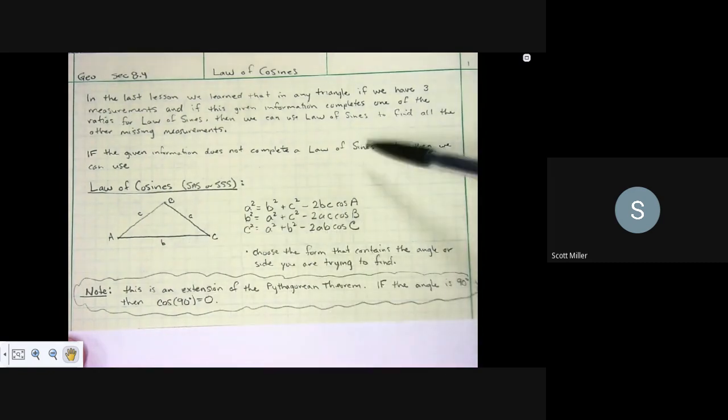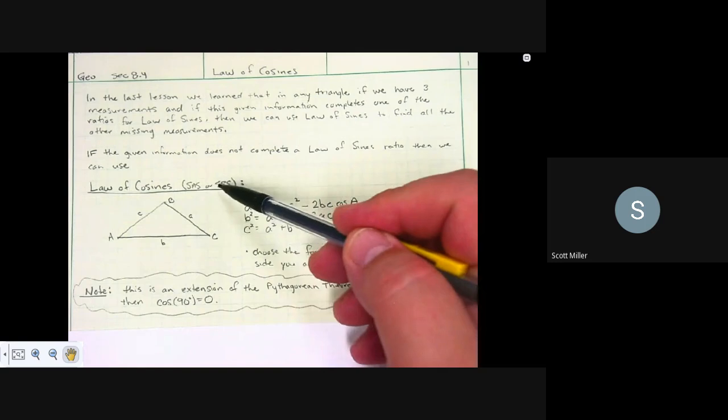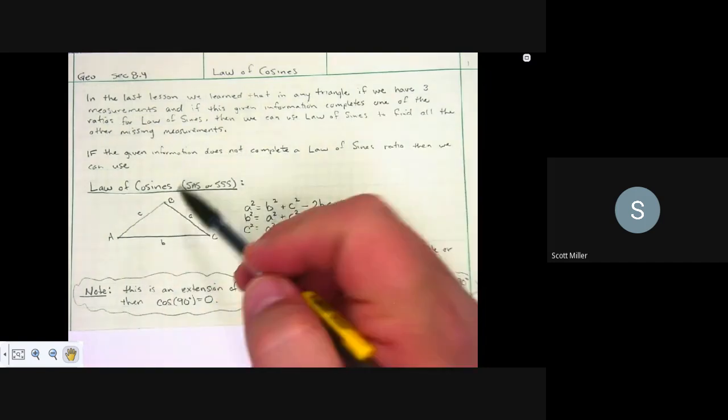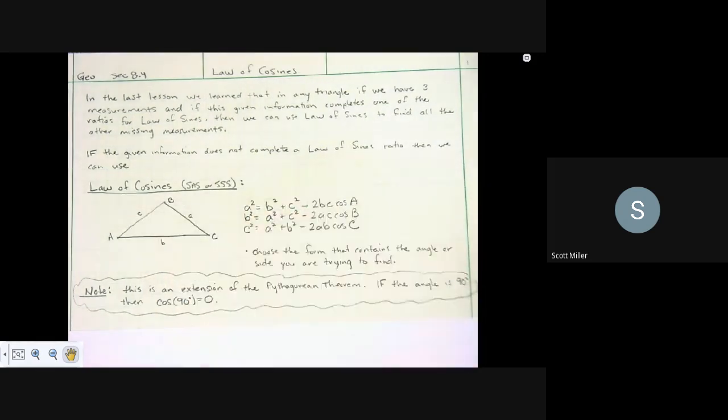The law of sines, if you remember, kind of uses the concept from geometry of angle, angle, side, or side, side, angle. The law of cosines uses side, angle, side, or side, side, side. So if I have only the three side measurements, I can use law of cosines to help me find angles. If I have side, angle, side, the angle in between another side, then I can use law of cosines to find the other pieces that are missing.